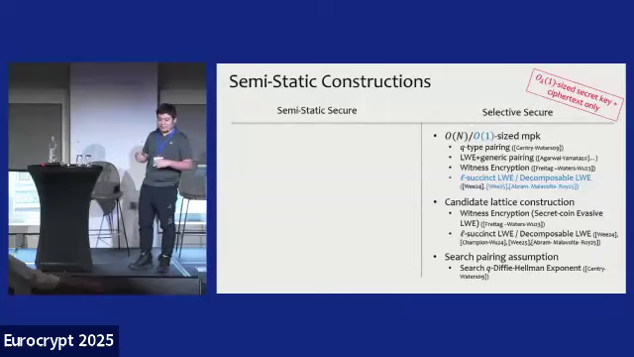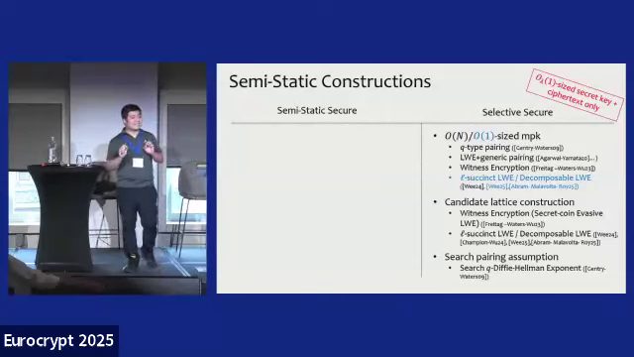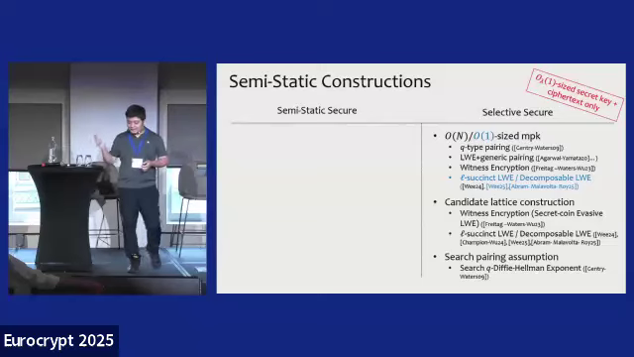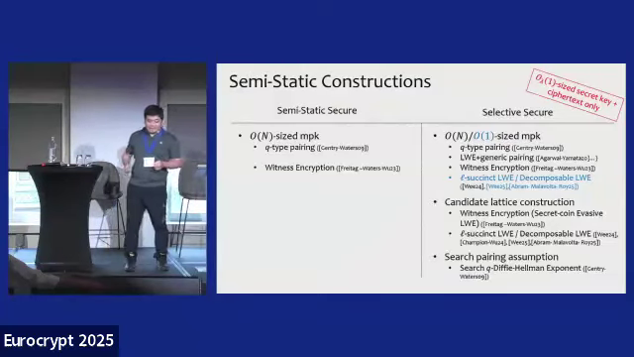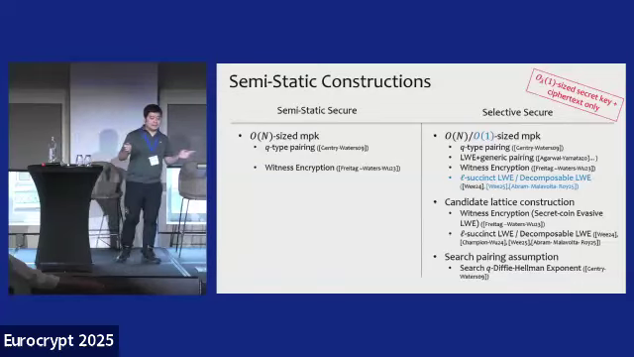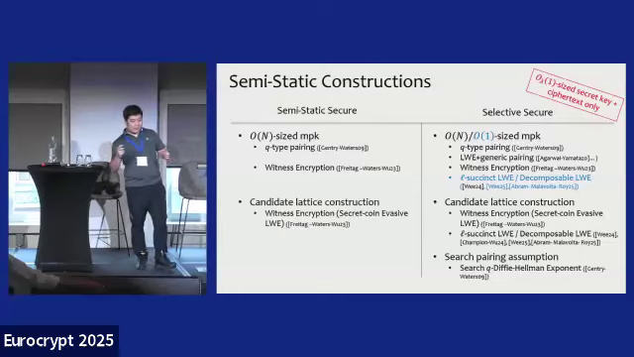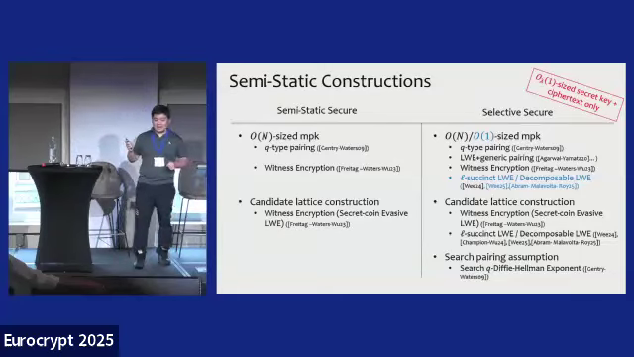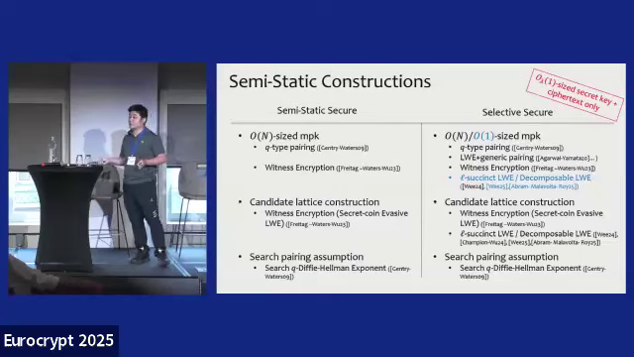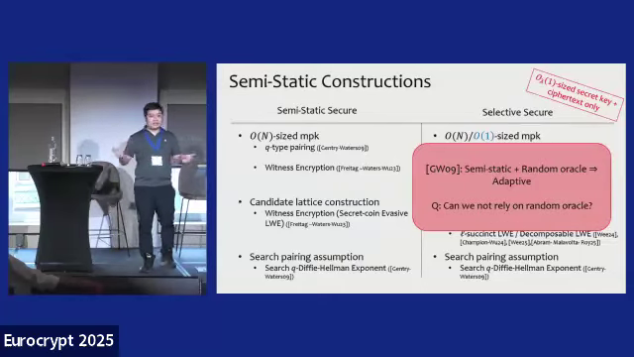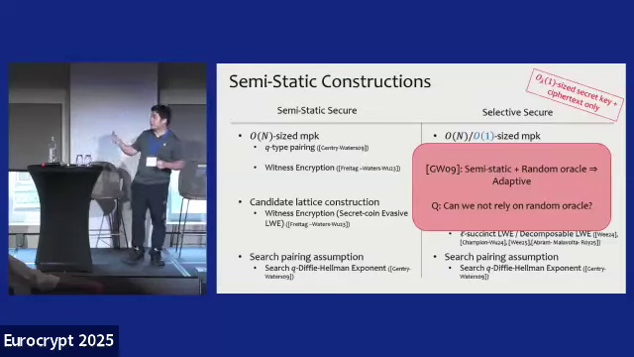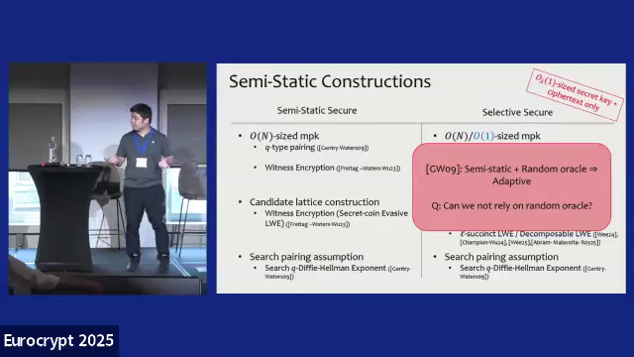And in terms of construction, it turns out semi-static secure broadcast is indeed slightly easier to achieve compared to adaptive broadcast. In particular, for all these benefits we want, we have some semi-static secure construction from an assumption that is weaker than iO with linear size master public key. We also have one candidate lattice construction for semi-static security, and a construction that only requires the search pair assumption. So combined with the Gentry-Waters transformation, we now know that we have adaptive secure broadcast with all these properties we want in the random oracle model.